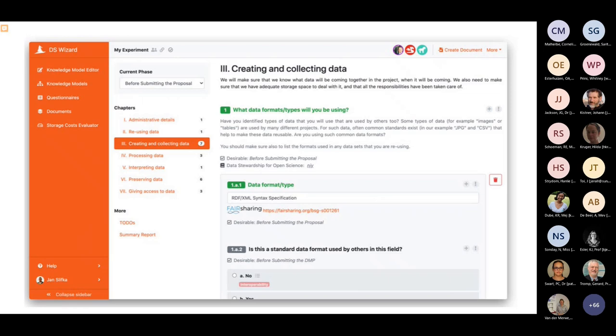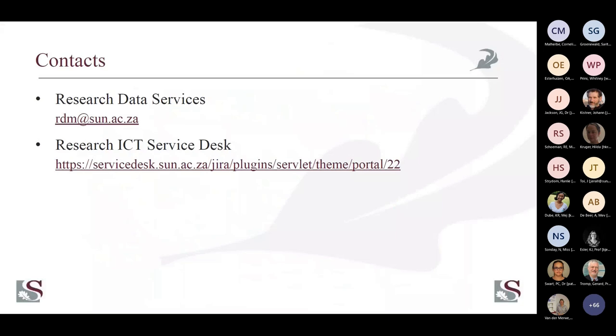So at this point, I will just share you the contact details. If you want to find out more about research data management, that's who you can contact, or at least those are the links that you can use.